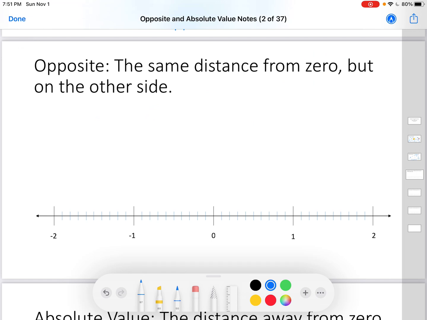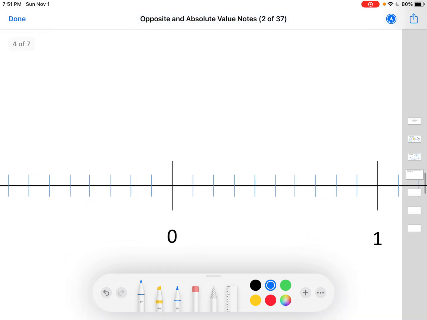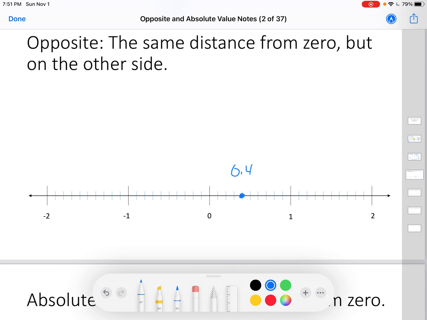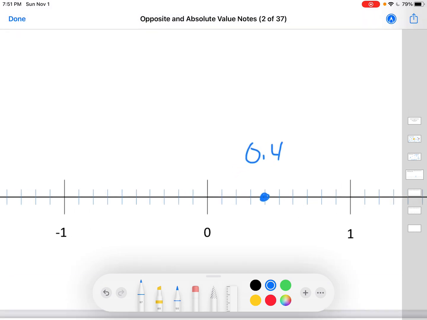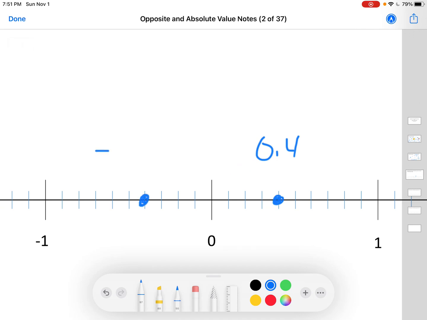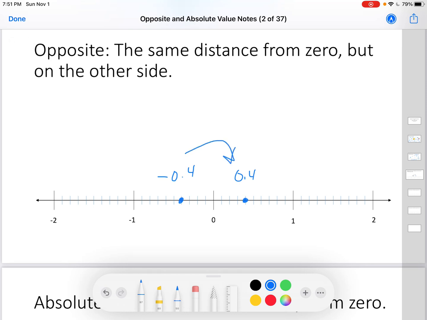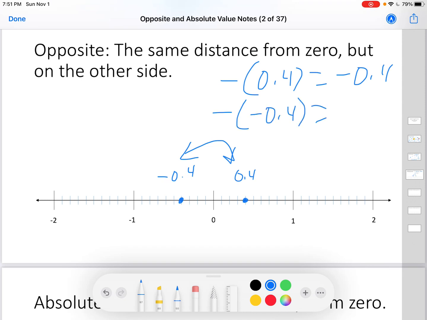Opposite, same distance from 0, but on the other side. So I've said the same thing. This time we're going to go 0.4. You find what the opposite would be. Go ahead, do it. All right, you would go the same amount, but in the opposite direction. It would be negative 0.4. And this is the opposite of that, and that is the opposite of this. So the opposite of 0.4 is negative 0.4, and the opposite of negative 0.4 is positive 0.4.